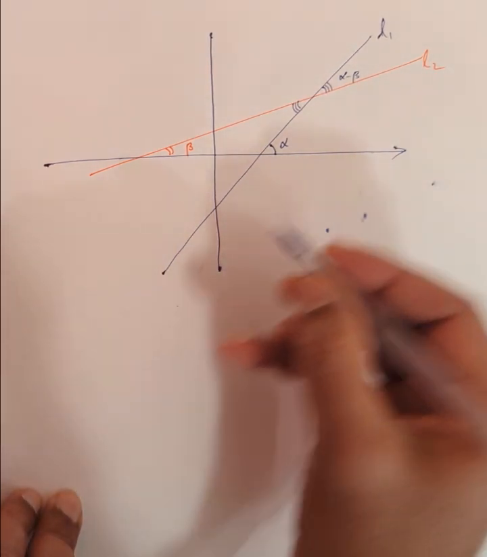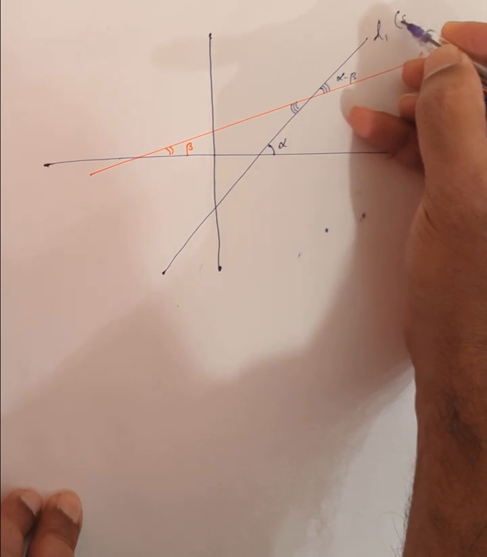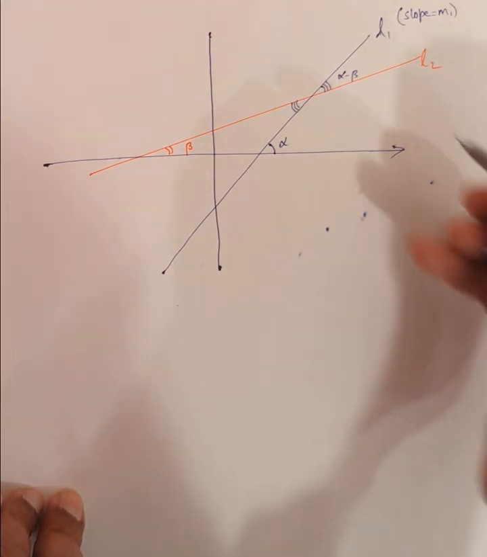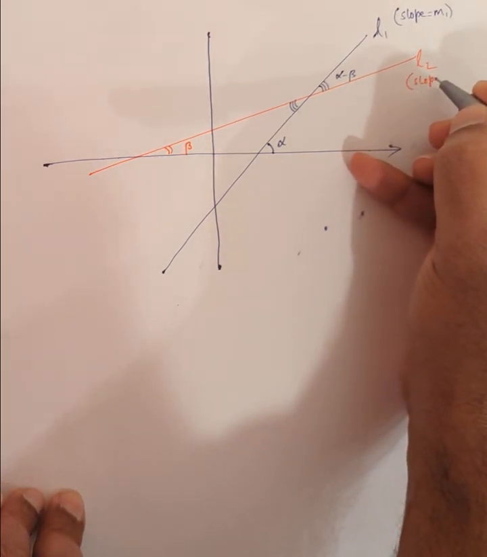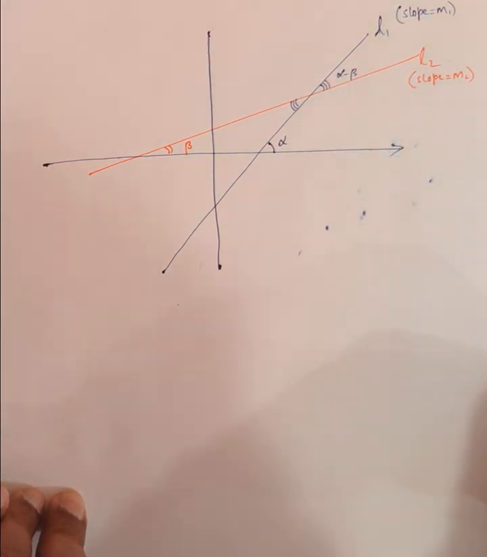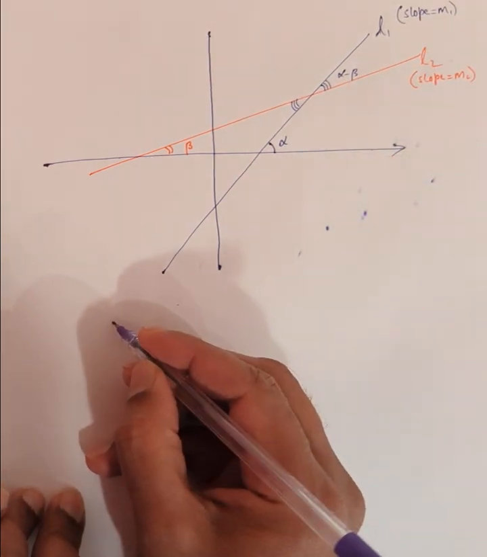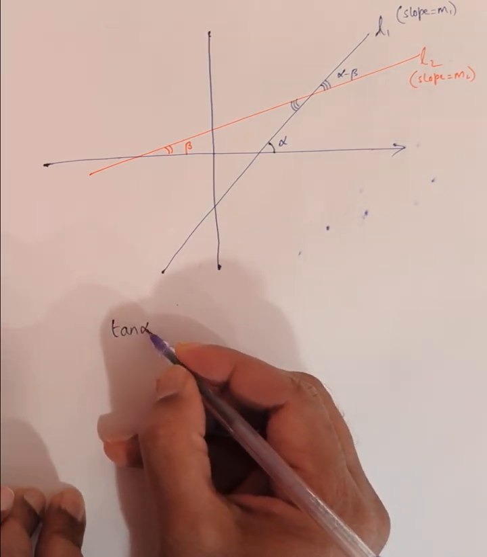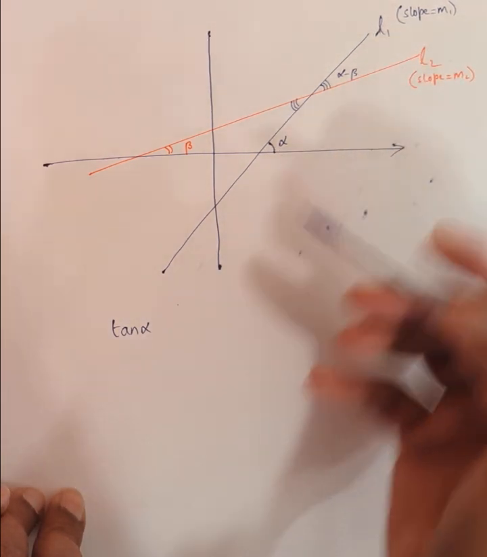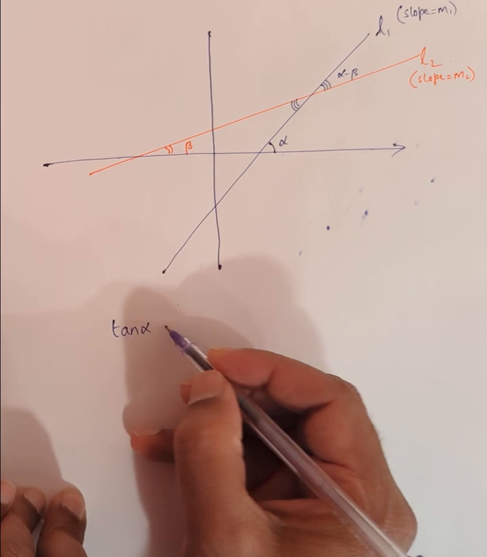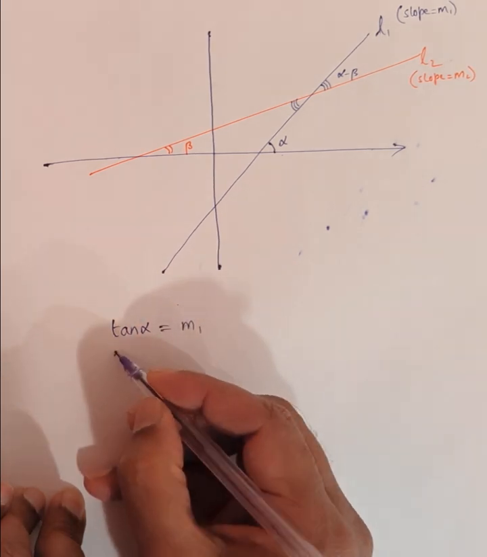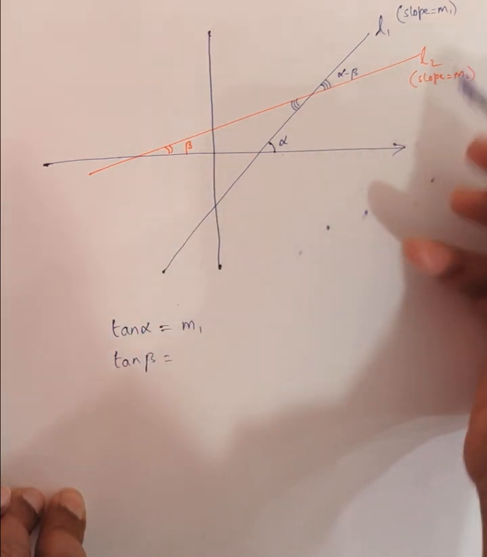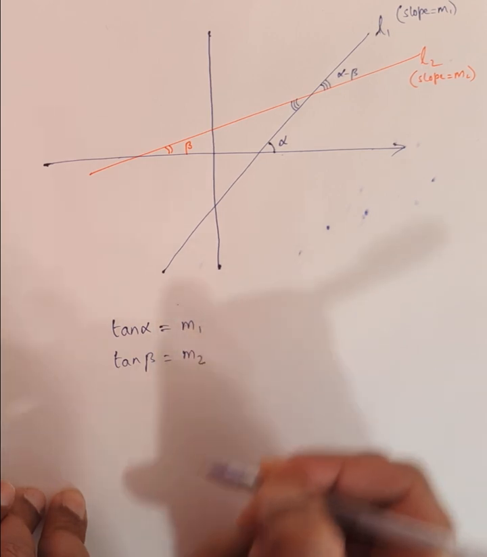So let's say L1 has slope m1 and L2 has slope m2. So let's write down. Since L1 has slope m1, I know tan alpha, L1 is making angle alpha, so this is the slope of L1, which is m1. And tan beta is the slope of L2. So that's going to be m2.